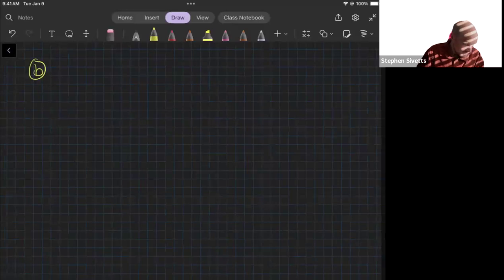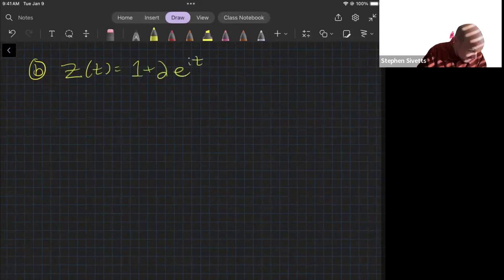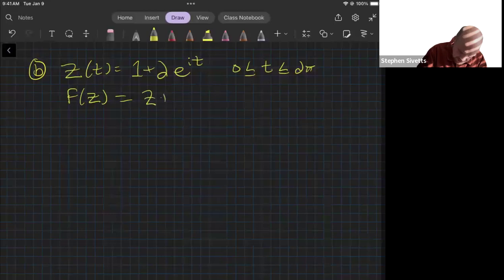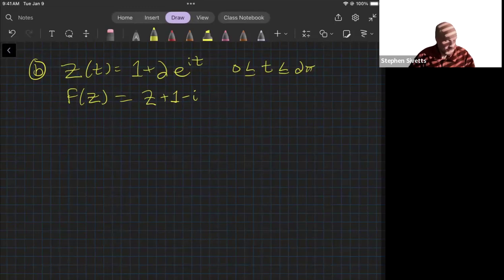How about this one? We'll have z of t equals 1 plus 2 times e to the it, and t is between 0 and 2 pi. And then f of z is equal to z plus 1 minus I. Pause the video and I want you to work on this example and see what you come up with.